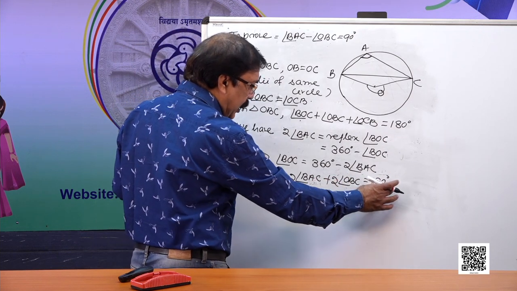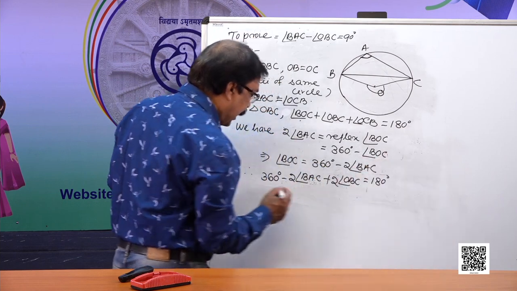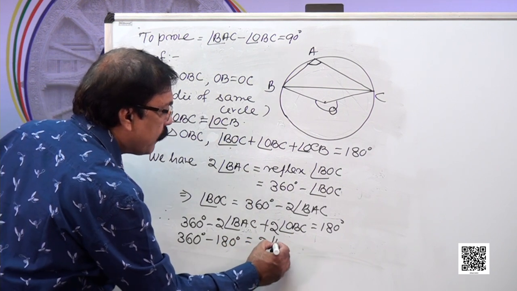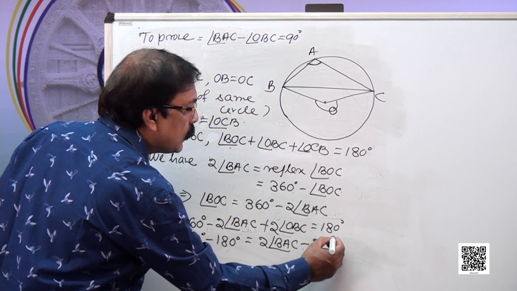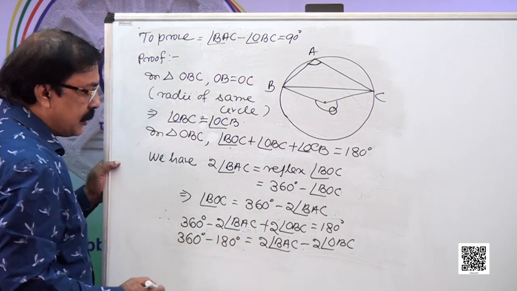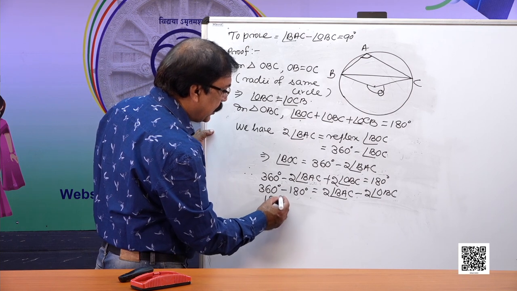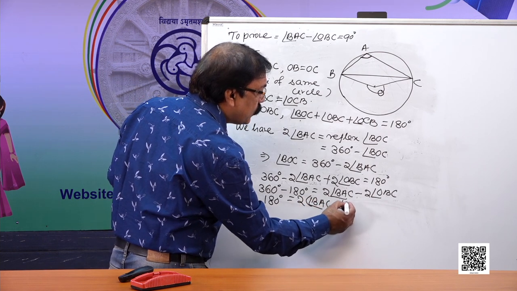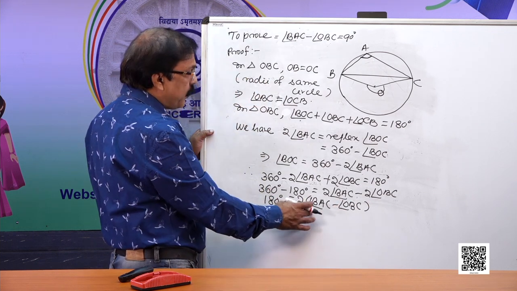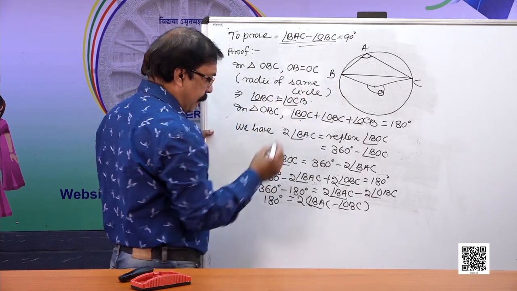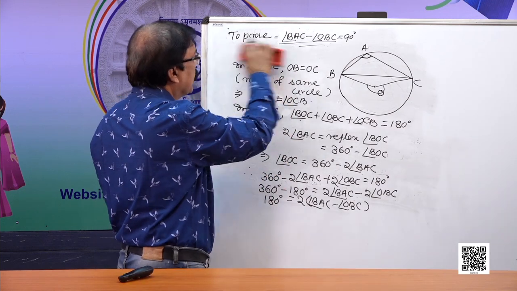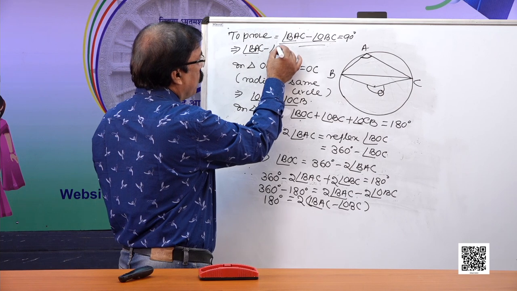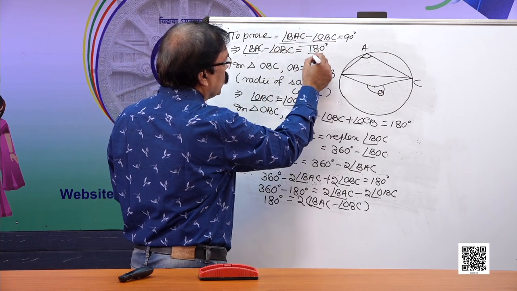Now take this part, 180 degrees, to the left side and the angle part to the right side. We have 360 degrees minus 180 degrees is equal to 2 angle BAC minus 2 angle OBC. So here the left side gives 180 degrees is equal to, taking 2 common, angle BAC minus angle OBC. From this we get that angle BAC minus angle OBC is equal to 180 degrees by 2, that is 90 degrees.